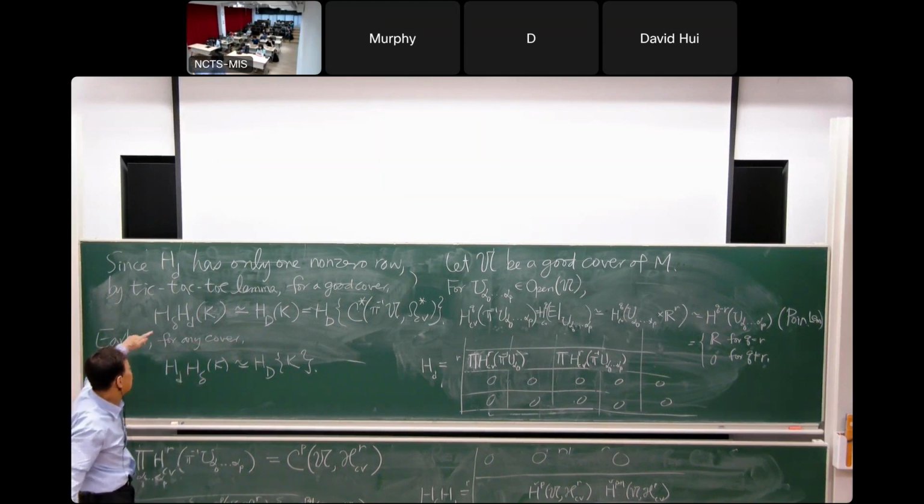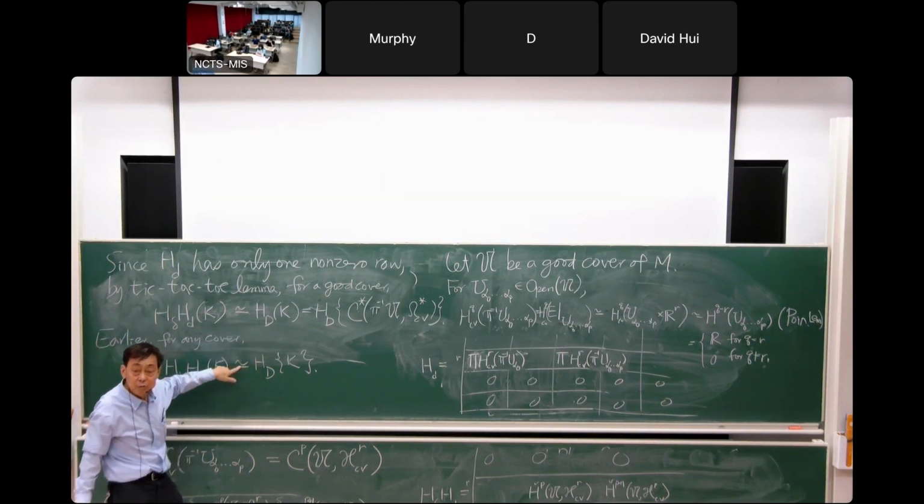So that means for a good cover, you can compute H big D two ways.